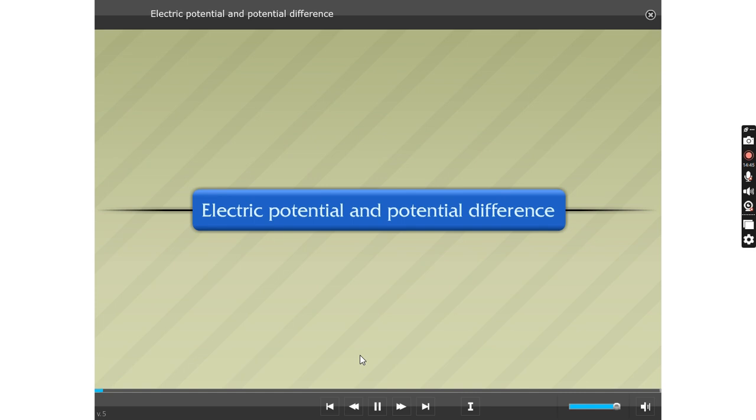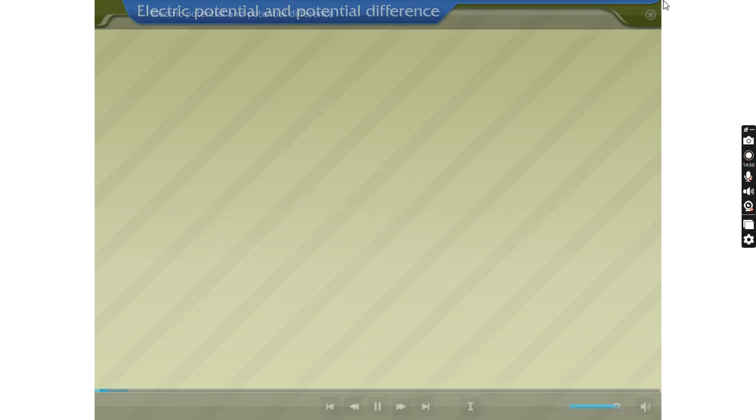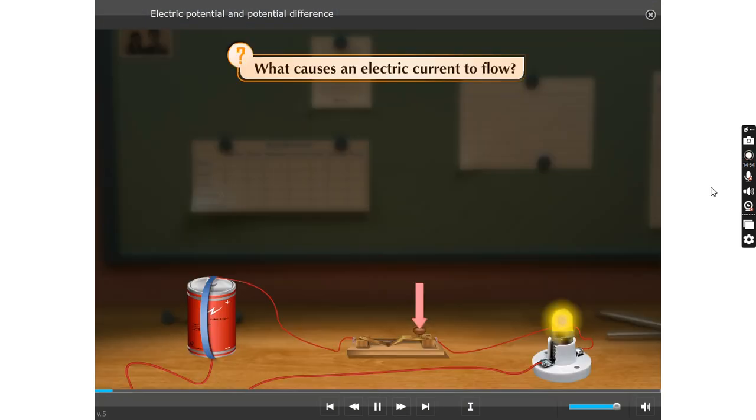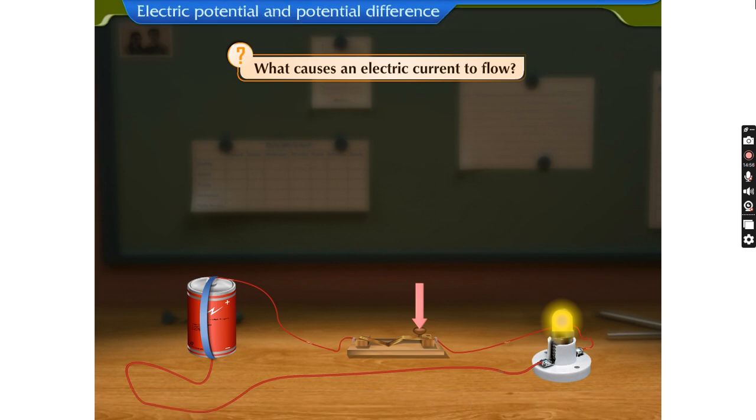Electric potential and potential difference. Have you ever thought what causes an electric current to flow? Let us perform an activity to understand the flow of charges and potential difference.